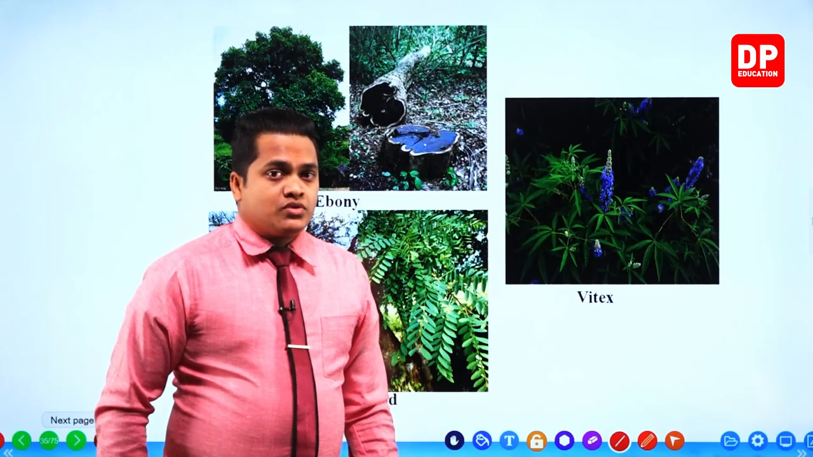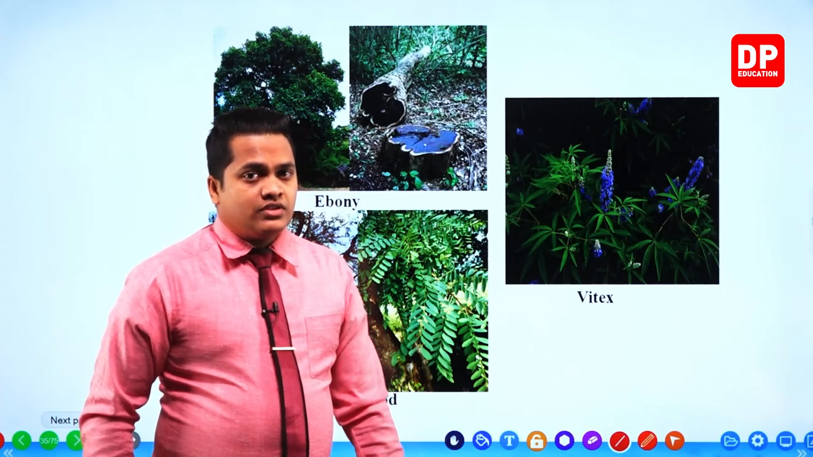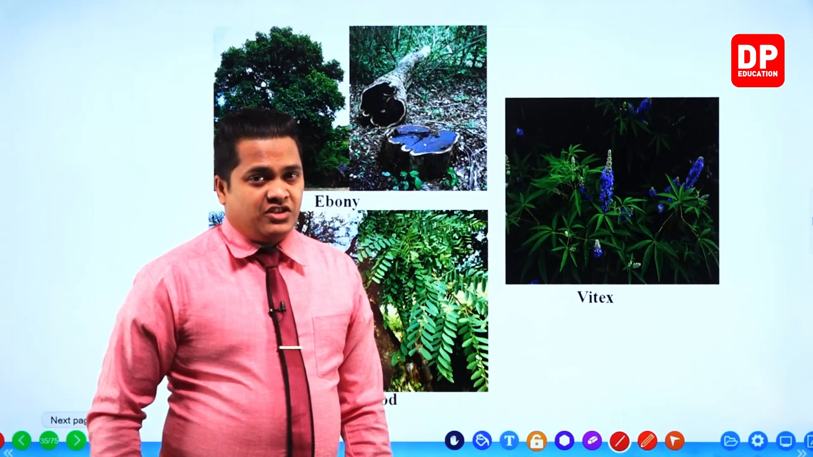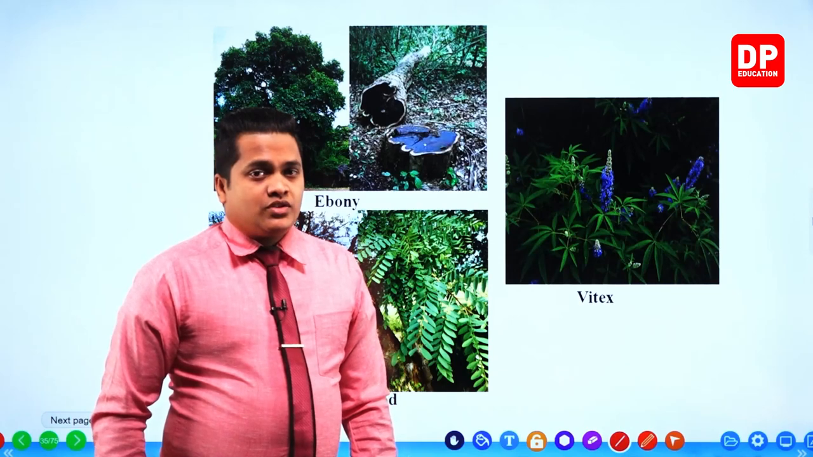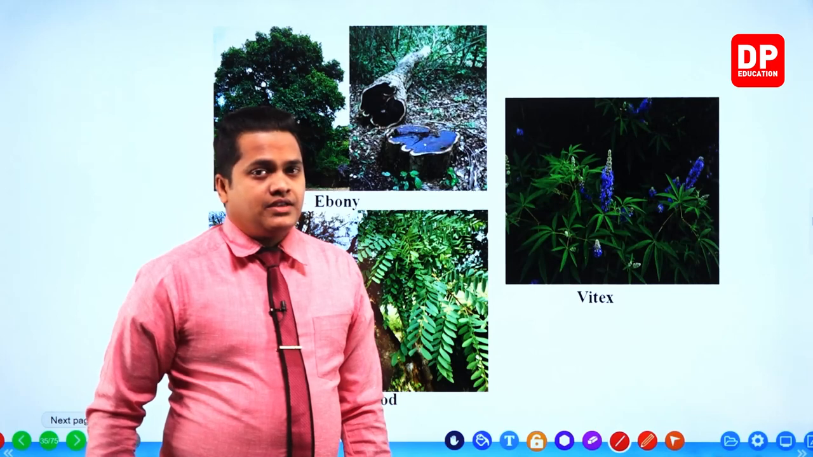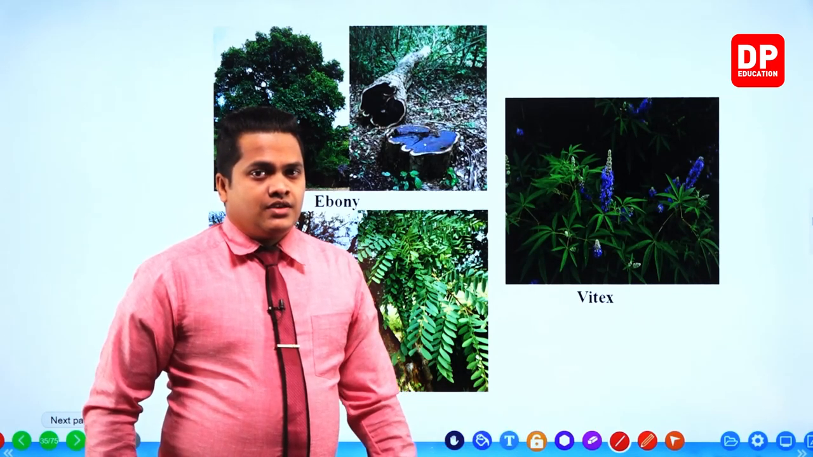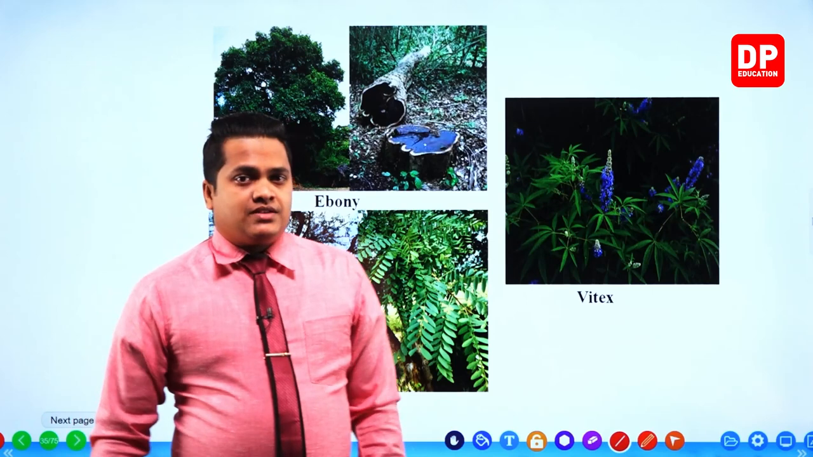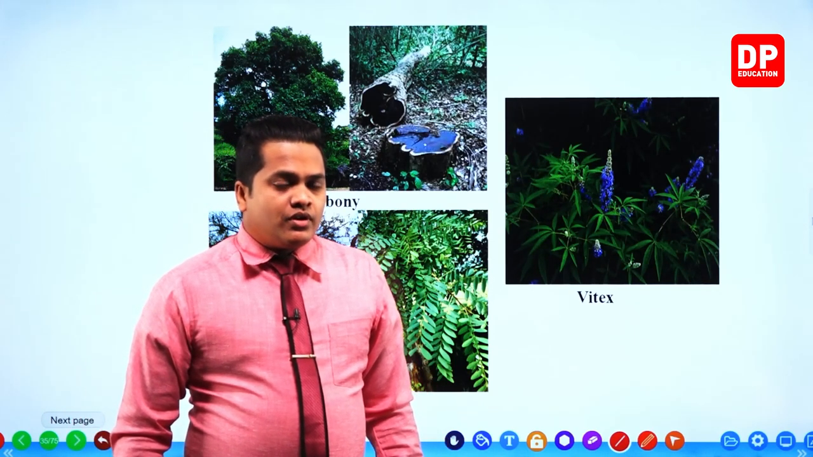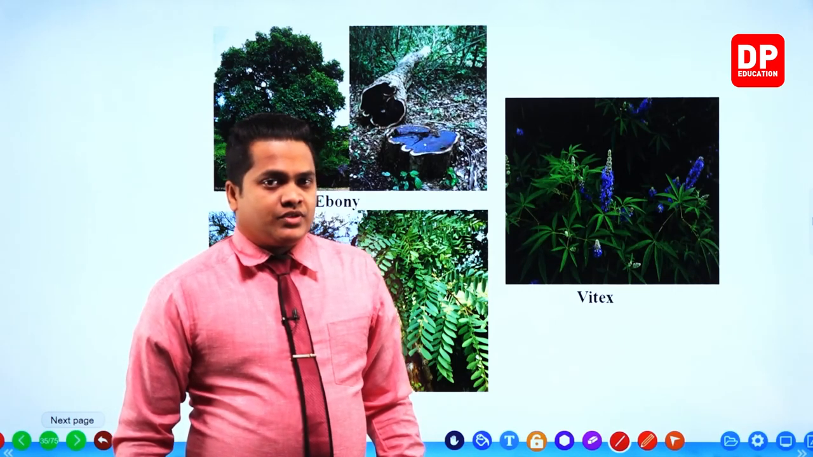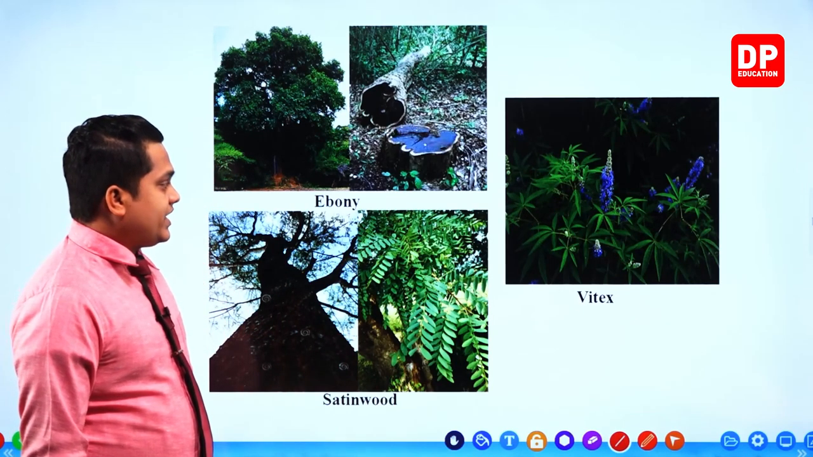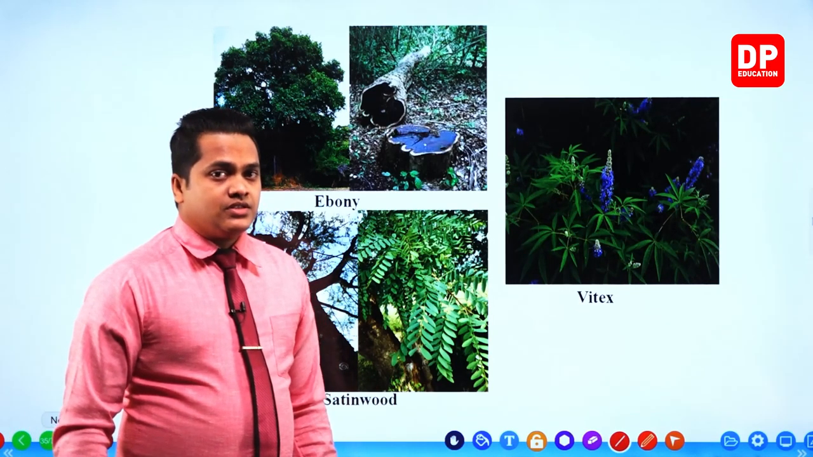Therefore, most people tend to cut down these trees, and these species are now being endangered. So it's very important to protect these reserves and these organisms, especially these plants. We won't be able to observe these plants in other places, my dear children. These are the examples for plant species which we can save through in situ conservation.